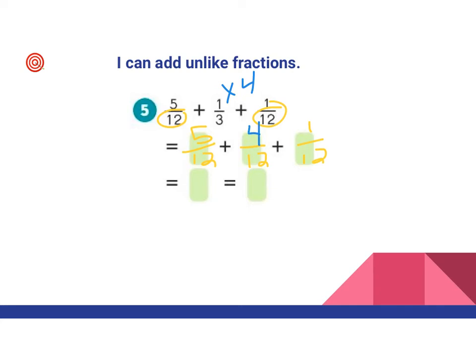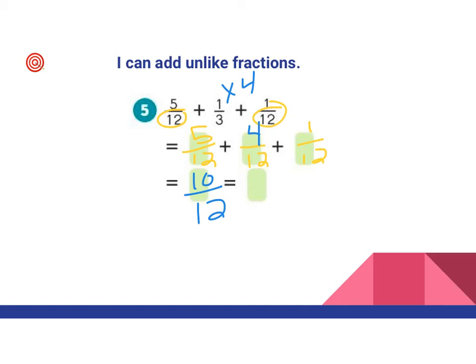Now that all of my fractions are like fractions, I add up all 3 of the numerators. If I have 5/12 and then I add 4 more to it, I've got 9/12. And then if I add 1 more 12th, that will give me 10/12. Is 10/12 in simplest form?